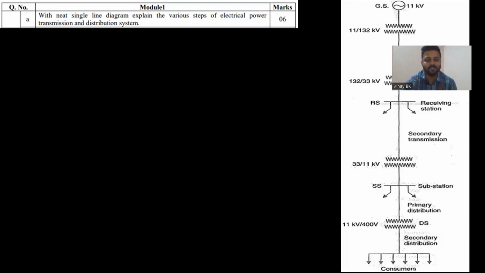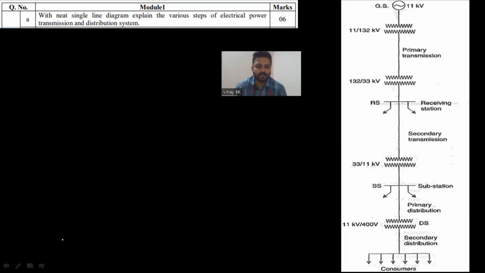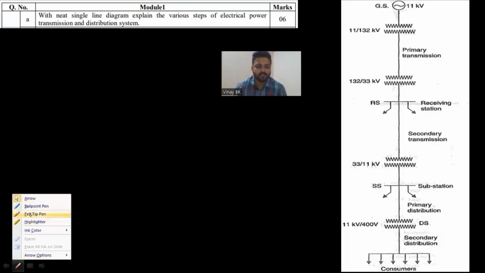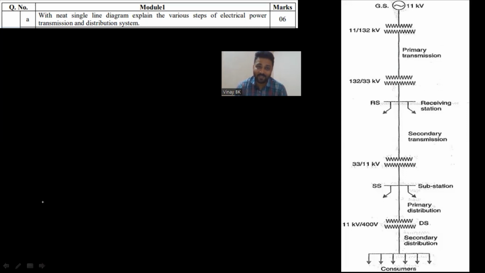Now you can see the first question: with a neat single line diagram, explain the various steps of power transmission and distribution system. I want to tell you one thing: if any question has a diagram, the diagram will carry weightage of marks. Here they asked it for 6 marks, so the diagram will carry 2 or 2.5 marks. Later, you need to write the steps, that is, the explanation. They asked you to write various steps; it will have 5 steps, as you'll get to know. The steps will carry either 4 marks or 3.5 marks.